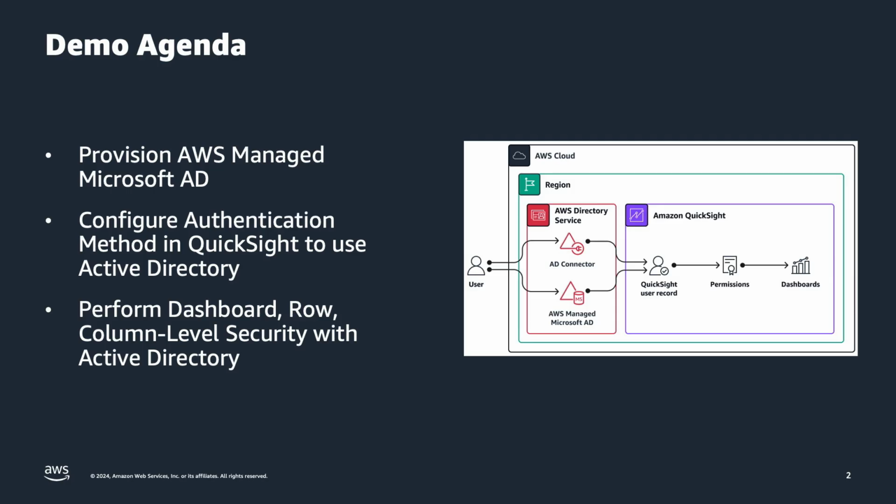Today's demo is about how you can easily use Active Directory to authenticate users in Amazon QuickSight. In today's demo agenda, I'll start with provisioning an AWS Managed Microsoft Active Directory within the AWS Directory Service, and after which I will configure the authentication method in QuickSight to use the Active Directory that I have provisioned when I'm first setting up QuickSight. And lastly, I'll be showcasing how you can perform dashboard, role, and column level security with Active Directory.